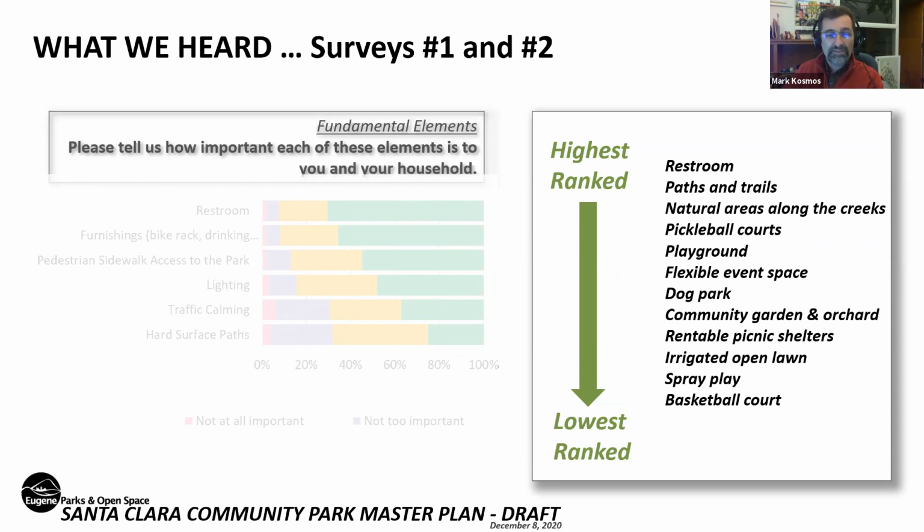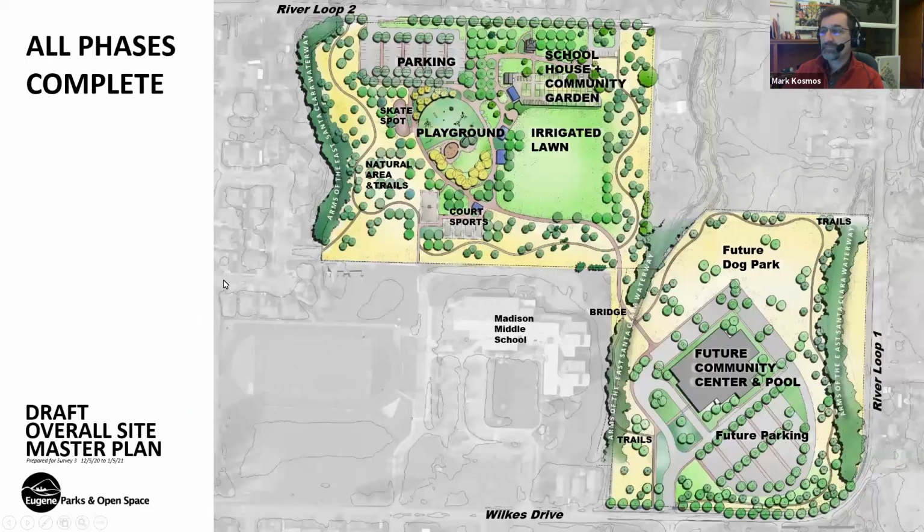So our goal is a plan that develops and designs a park that's unique and special to the Santa Clara community, and one that meets the prioritized needs and, of course, the values of that community. Remember, additional links, images, and schedule can be found on Engage Eugene. This is just a very brief overview.